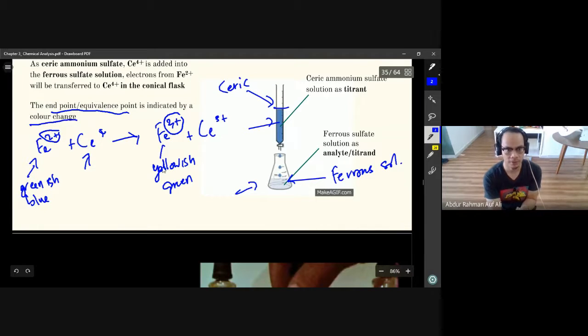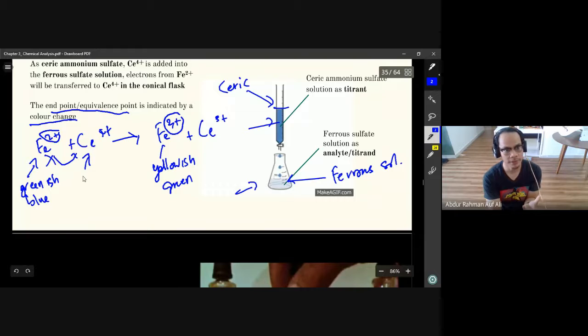the change of color. Okay, so if all the Fe2+ has reacted with the Ce4+ here, it means it has transferred all of its electrons. There is no more Fe2+ to transfer electrons. So it means the Fe2+ is used up. Okay, all the electrons available from Fe2+ to be given to Ce4+ are finished.